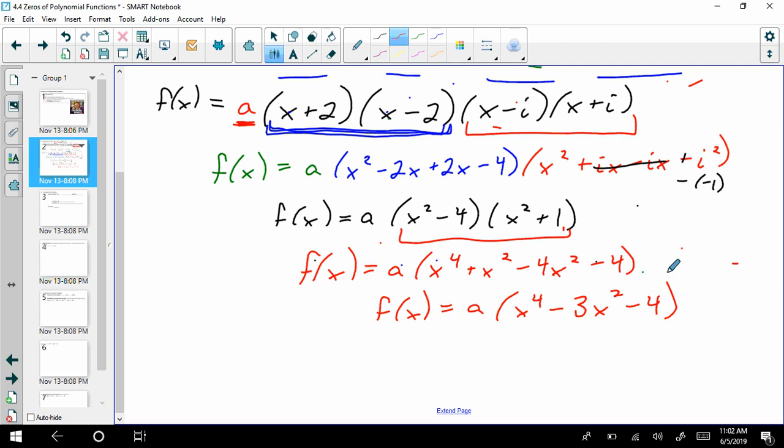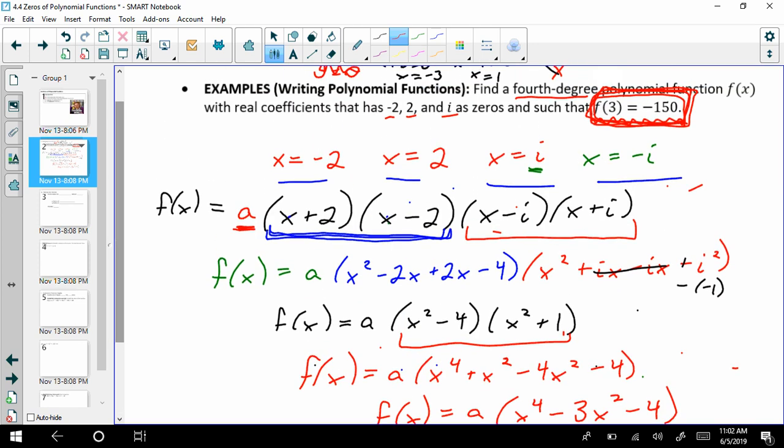Okay, the last step, yeah, this is kind of a doozy problem, which is why I think I only gave you like 74 of them, it's fine, is to find a. I want to know, what is this mystery number? So this is where we're finally going to return to that last piece of information they gave me. They said f of 3 equals -150. So all this means is when x was 3, y was -150. That's what that means. When I plugged 3 in, I got -150 out.